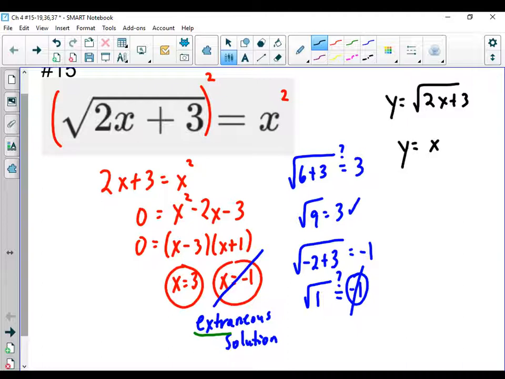So if I were to type those two things into my calculator, and I know you can't see my calculator right now, but you'll see the graph here in a second. I'm going to do the square root of 2x plus 3, and then I'm going to create a second equation where y equals x.